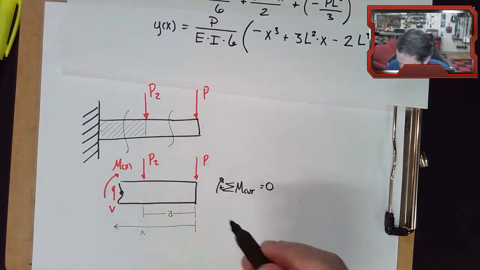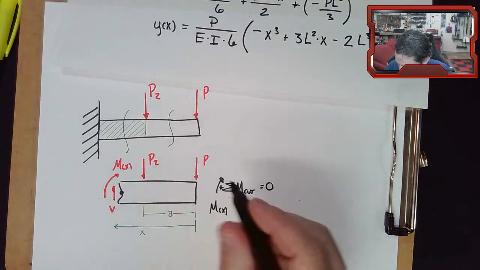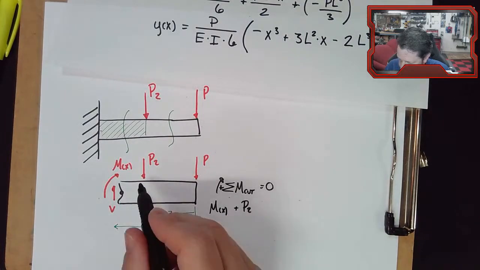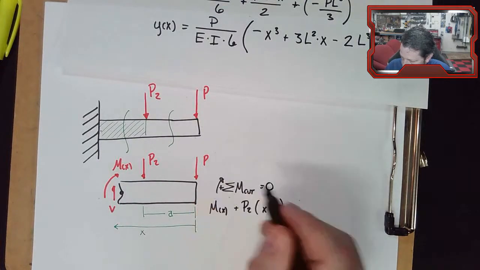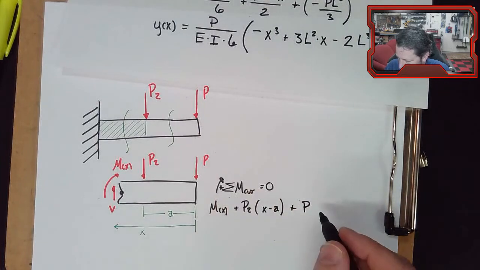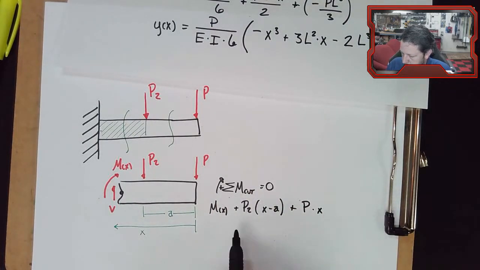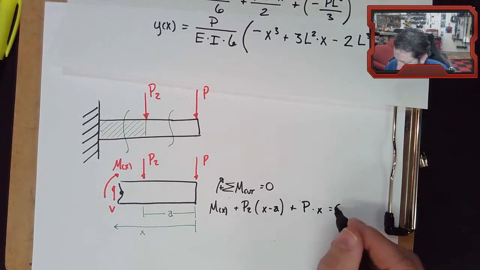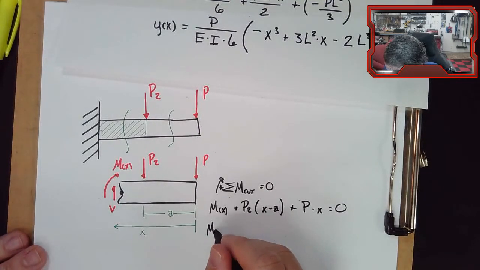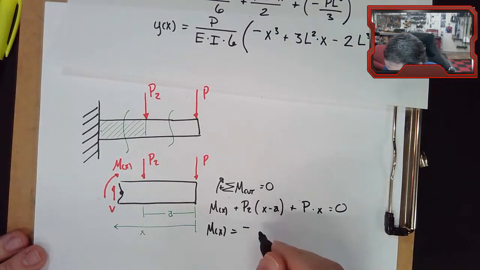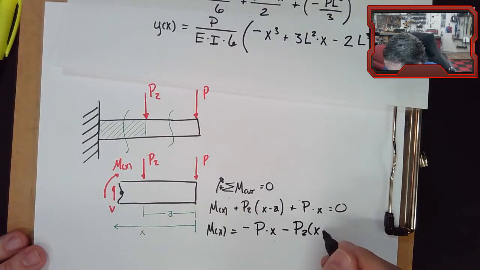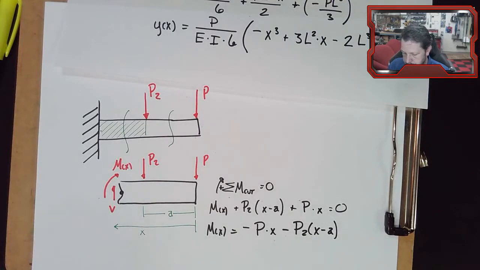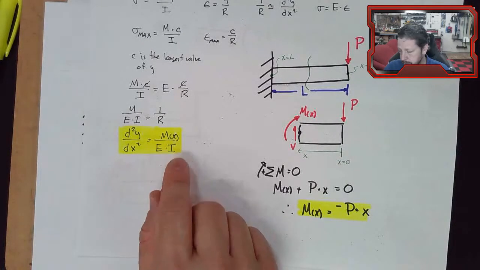we get m of x plus P2, that moment arm is x minus a, plus the original P1, I didn't give it a subscript, but P1 times x equals 0. Move these to the other side of the equal sign, and m of x equals negative P1 x minus P2 times x minus a. That's the thing that we would have to put into here and start the process all over again.